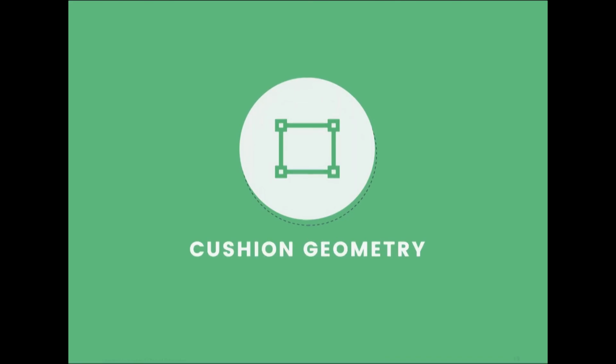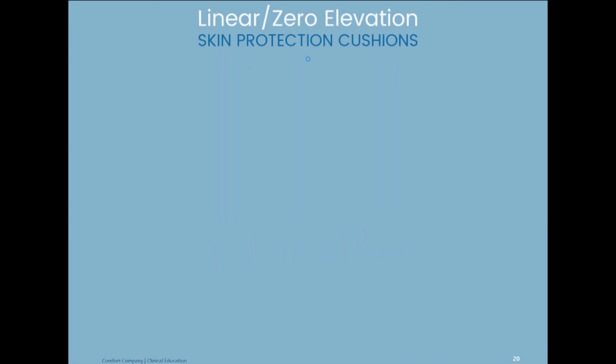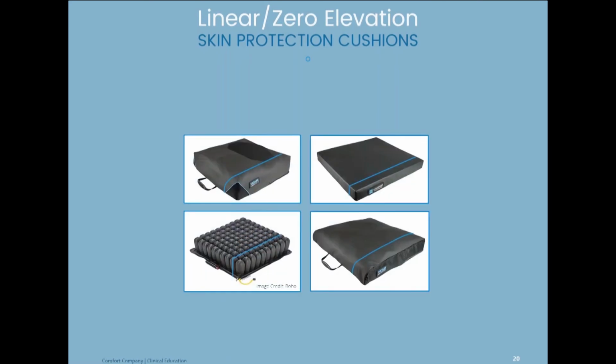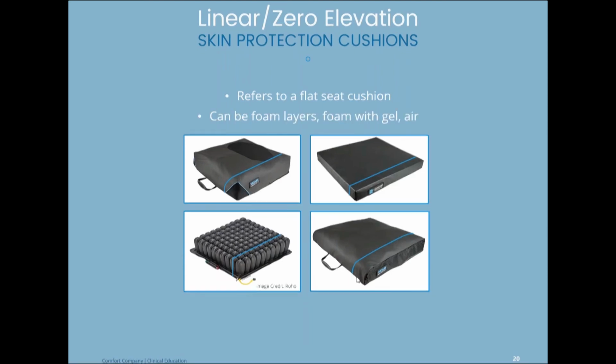Okay, so now the cushion geometry. What is the shape of the cushion, and who should I be using it with? So the first cushion we're going to look at is a linear zero elevation cushion. And when I talk about a zero elevation or a linear cushion, this is referring to a very flat seat cushion. And you can see that very well. We have drawn this blue line on all these different styles of cushion to let you know it doesn't have those hills and those valleys and all that shape to the cushion that's naturally built into it. It's a flatter cushion.